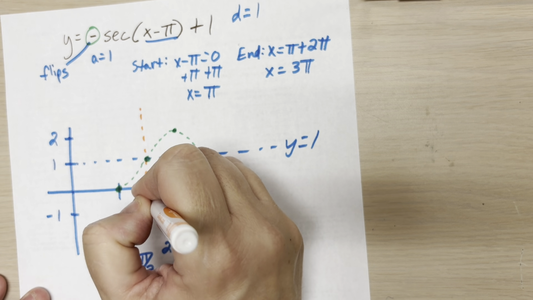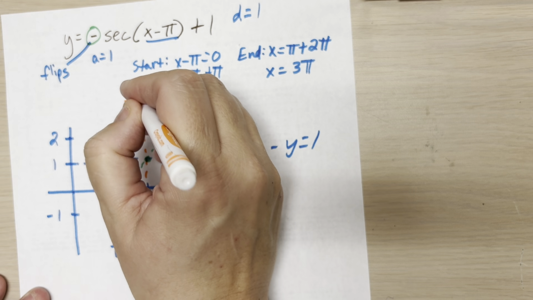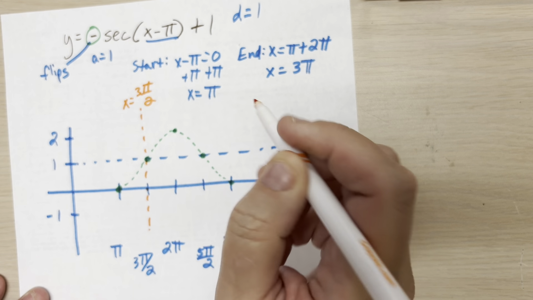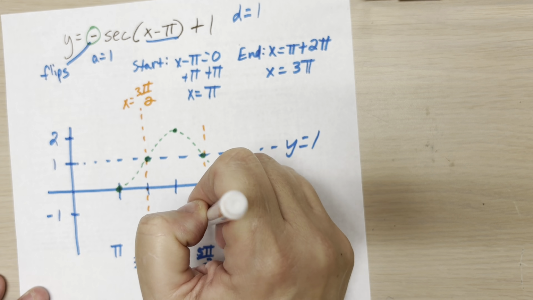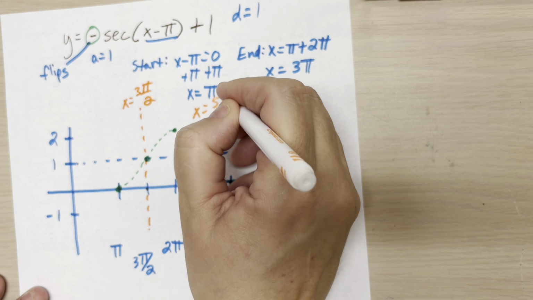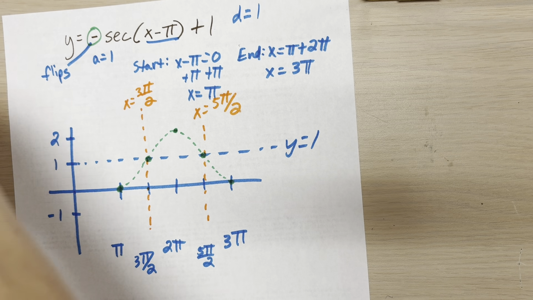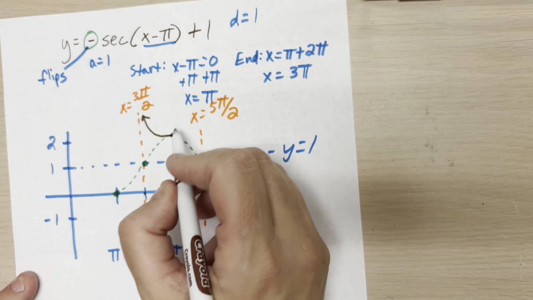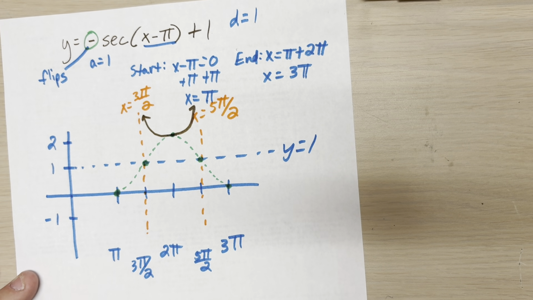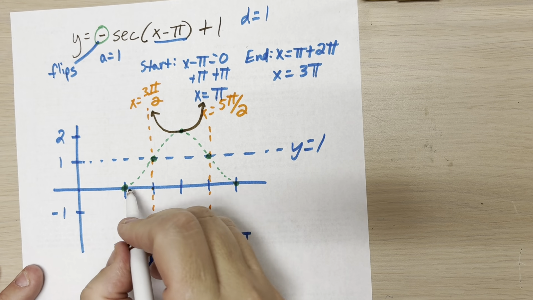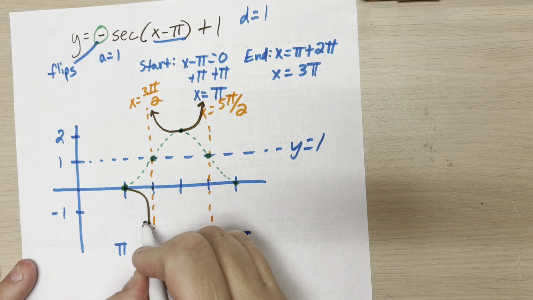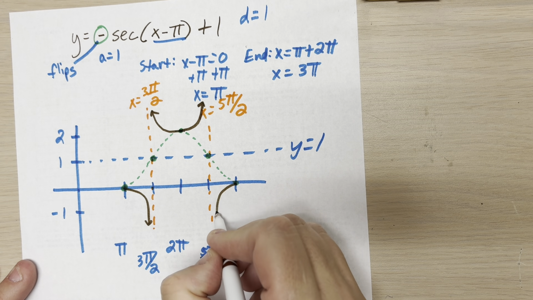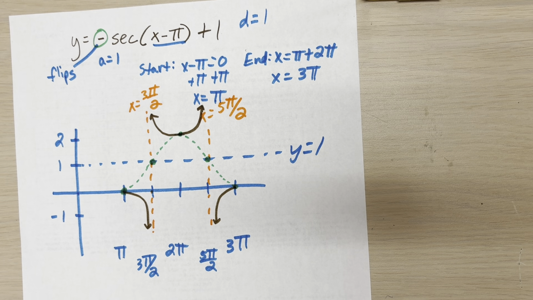And we're going to go ahead and do our vertical asymptotes. So this is x = 3 pi over 2. And then over here, x is 5 pi over 2. We're going to use the asymptotes to kind of guide our graph. Maybe I can make a really pretty one this time. Wishful thinking. And then we do the same thing down here, and then this guy over here. And there is your graph.